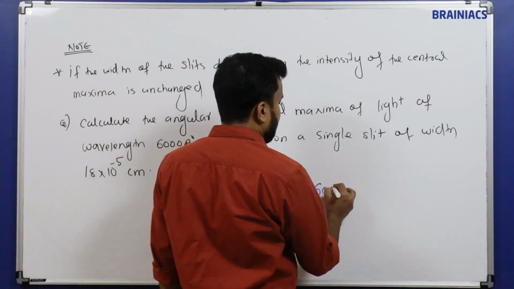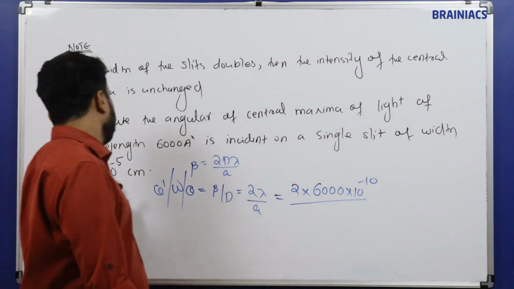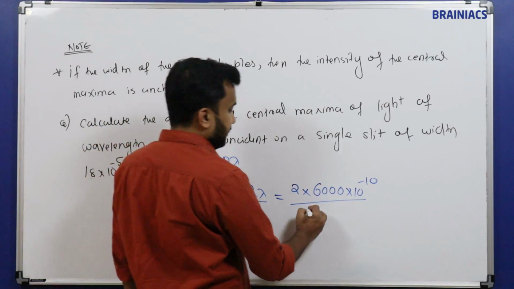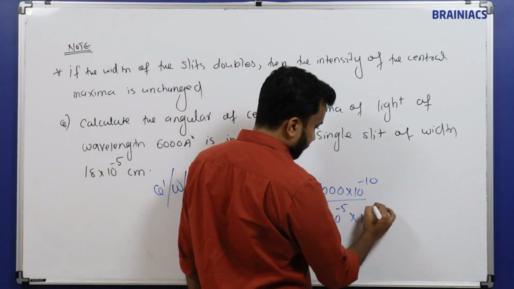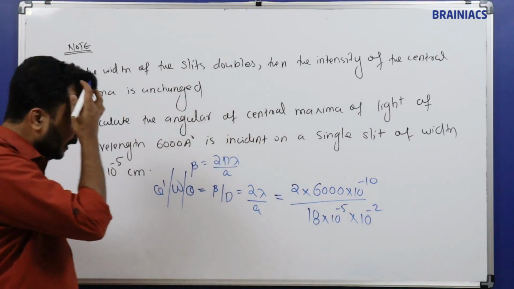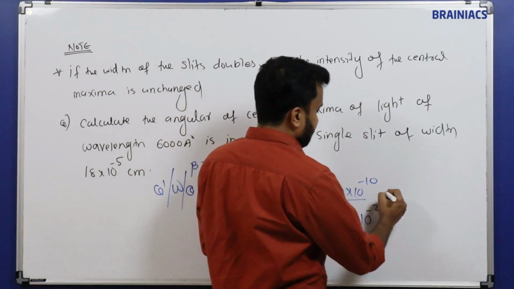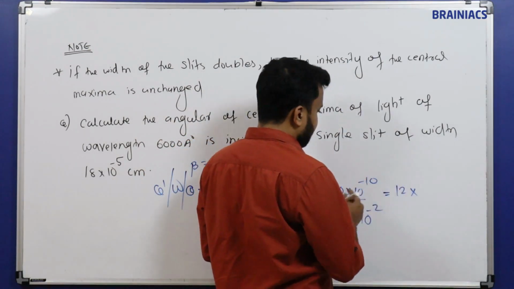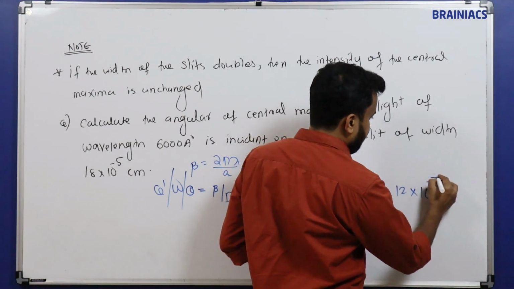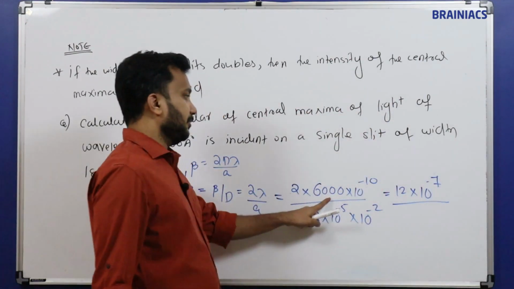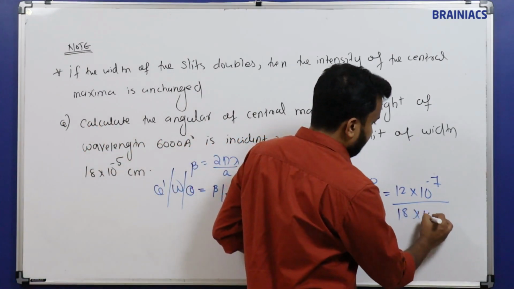6000 angstrom. So 6000 into 10 power minus 10 meter, let's convert, divided by 18 into 10 power minus 5. So 18 into 10 power minus 5 in meter, let's convert, minus 2. These are the values, so let's simplify this one. 2 into 6, 12, is 10 power minus 7. Then simplify: minus 7 divided by 10 power 3 under minus 7. This is 18. 18 into 10 power minus 7.